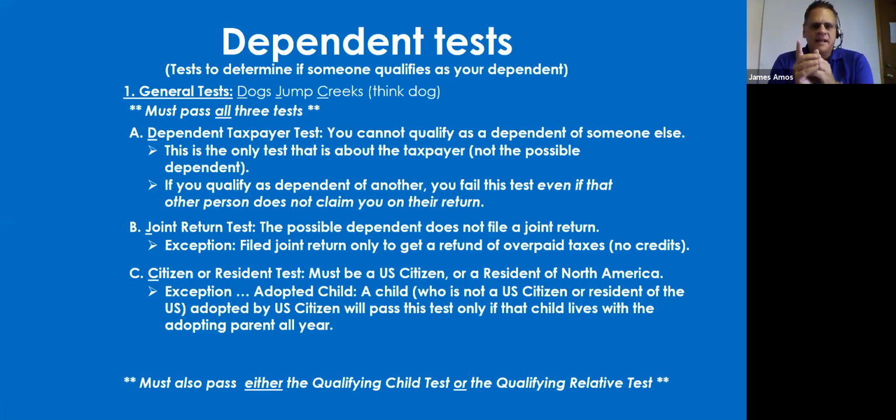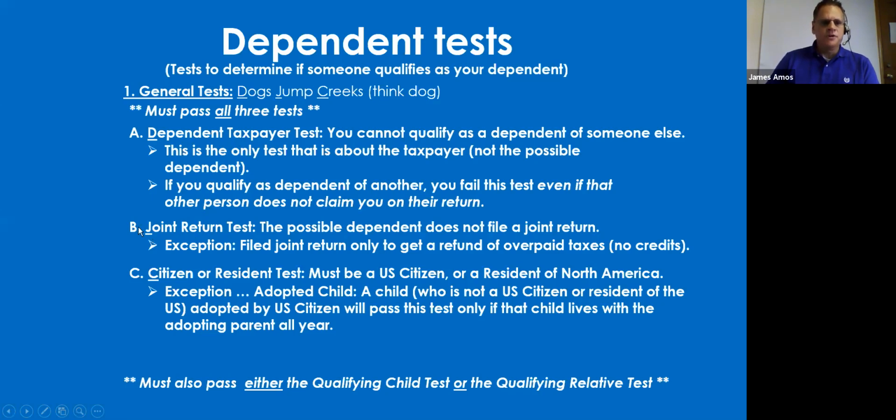This is the only test that is about the taxpayer. All of the other tests are about the possible dependent. So this is the only one that has to do with the taxpayer, your client, or you as the taxpayer. This is a test about you. Can you be somebody else's dependent? If you qualify as a dependent of somebody else, you fail this test, even if that other person does not claim you on their return. So if you can be the dependent of, say, for example, your parents, it won't matter. If you can be the dependent of someone else, then you cannot claim a dependent. So that's the dependent taxpayer test.